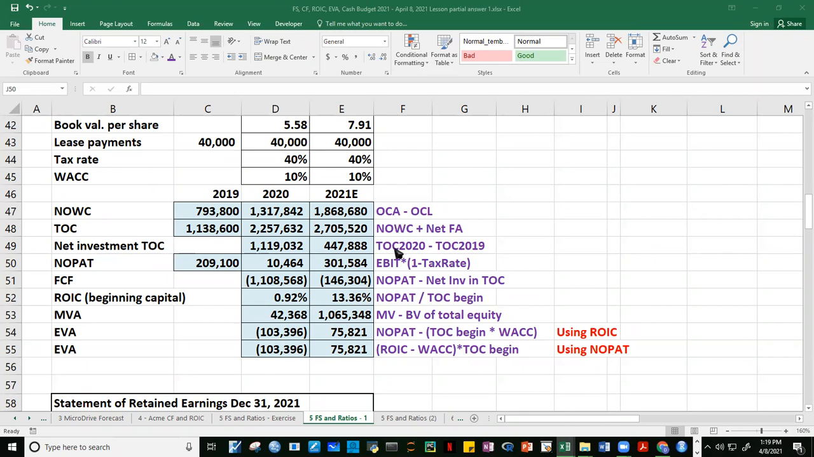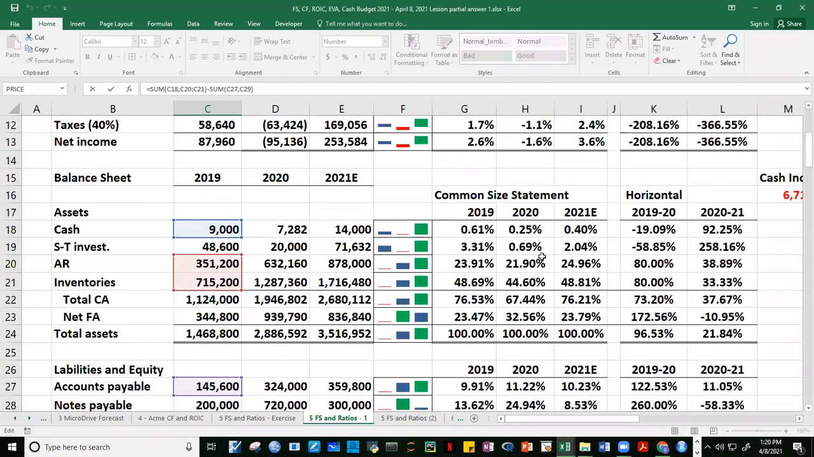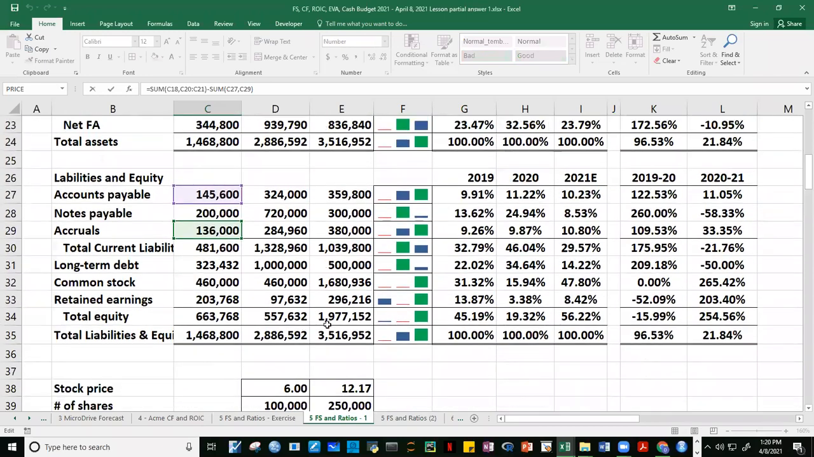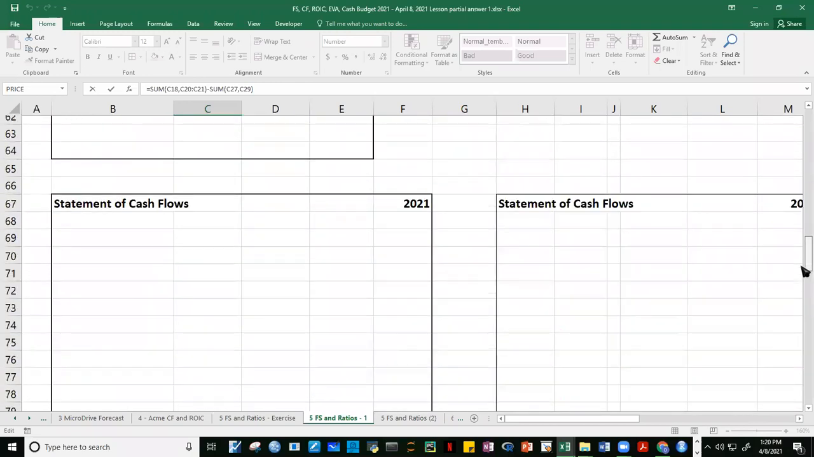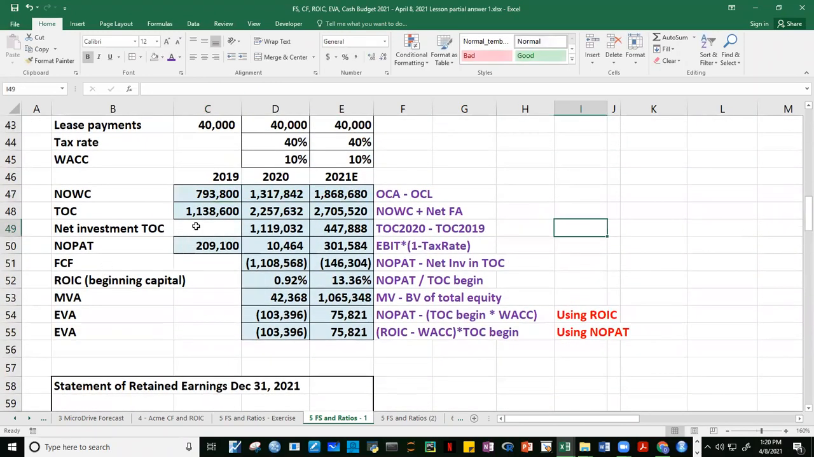All right. So these are the formulas, guys, for these measures. First is net operating working capital: operating current assets minus operating current liabilities. For example, for 2019, I just added the operating current assets, which includes cash, AR, and inventory. Short-term investments are not included. Then we subtract operating current liabilities, which include accounts payable and accruals. Notes payable is not included because it is financing, it is interest-bearing. So just one formula, guys, the same for 2020 and 2021.